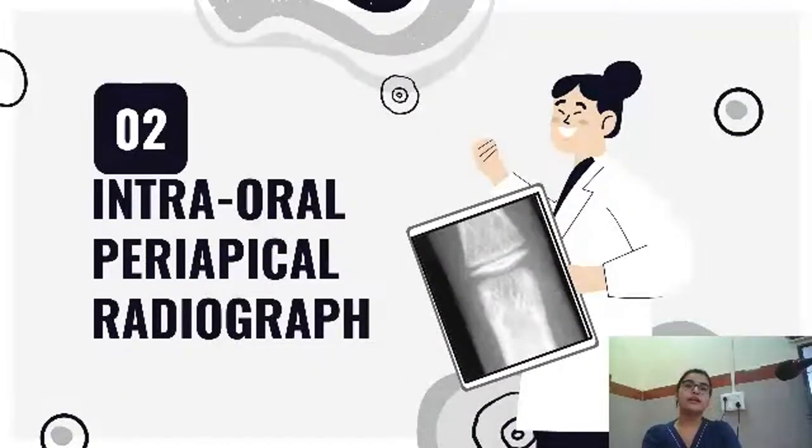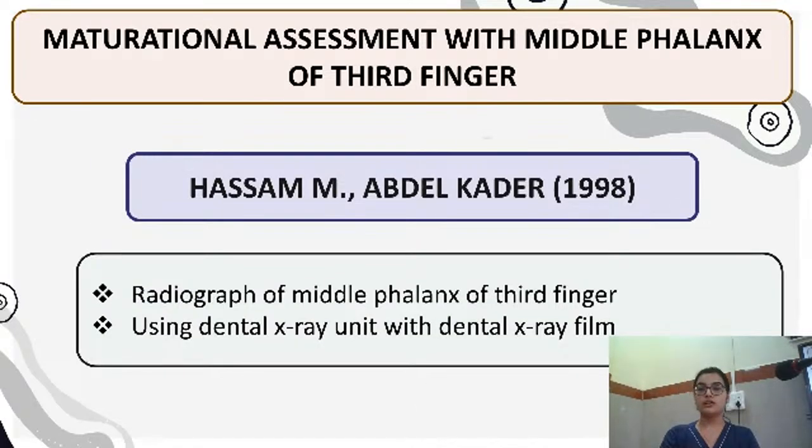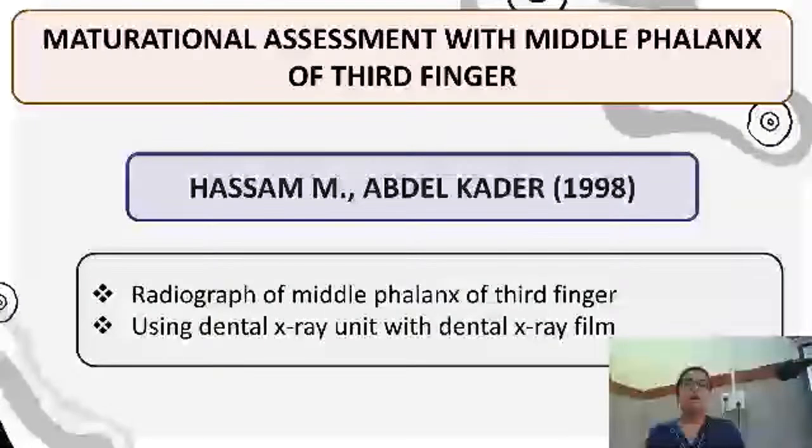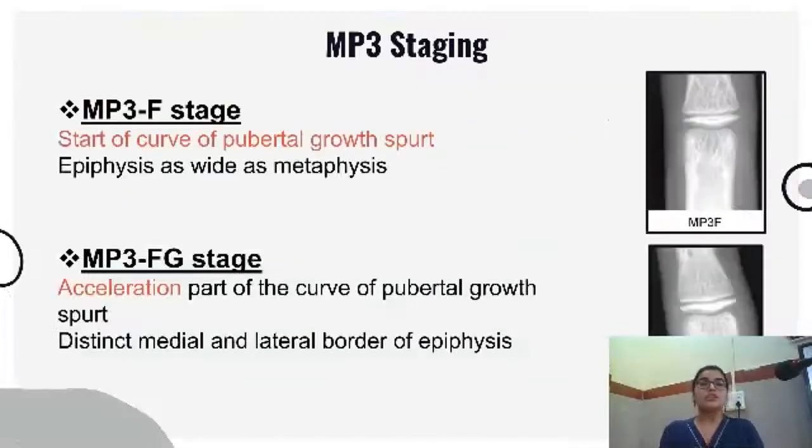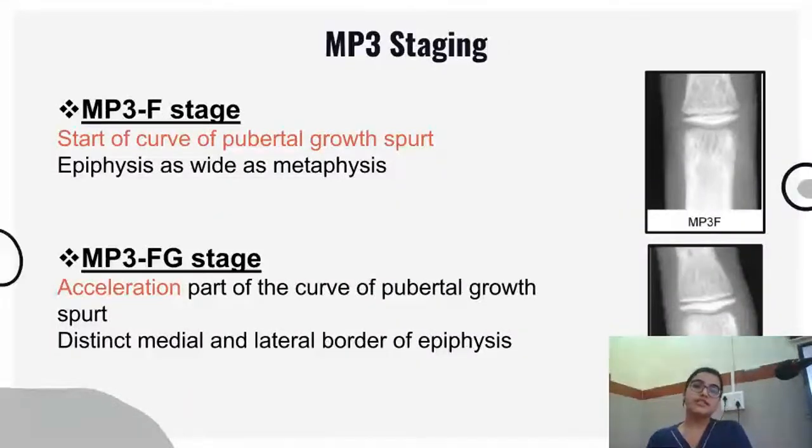Now coming to intraoral periapical radiographs. This IOPA can be used for maturity assessment with the middle phalanx of the third finger. Hassel et al. in the year 1998 gave the MP3 staging. The MP3F stage of Hassel et al. included the epiphysis being as wide as the diaphysis, and it marks the start of the curve of pubertal growth spurt. MP3FG stage is the acceleration part of the curve of pubertal growth spurt. In this stage, distinct medial and lateral borders of the epiphysis can be seen.